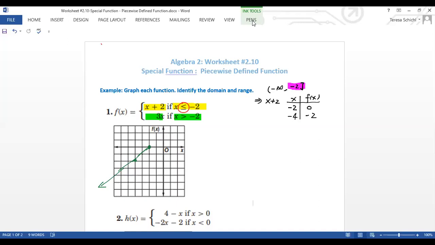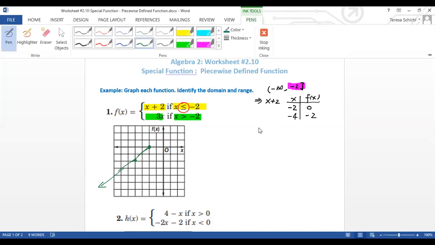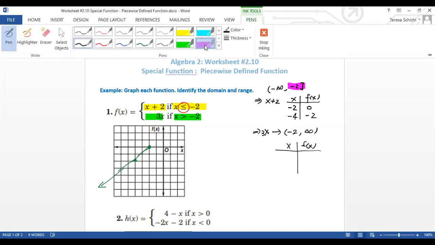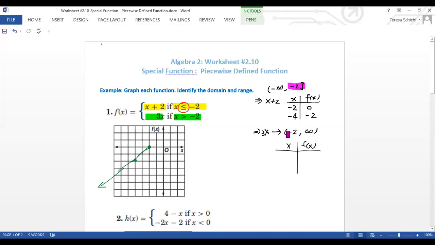Okay, now let's take a look at another piece. That's why we call this piecewise: you just need to look at each piece. The other piece is 3x, and it's running from -2 to infinity. So let's take a look again. This is x and f of x. Remember, even though this is a parenthesis, I still need to put the -2 inside my function to see what it looks like. Okay, so this is -2.